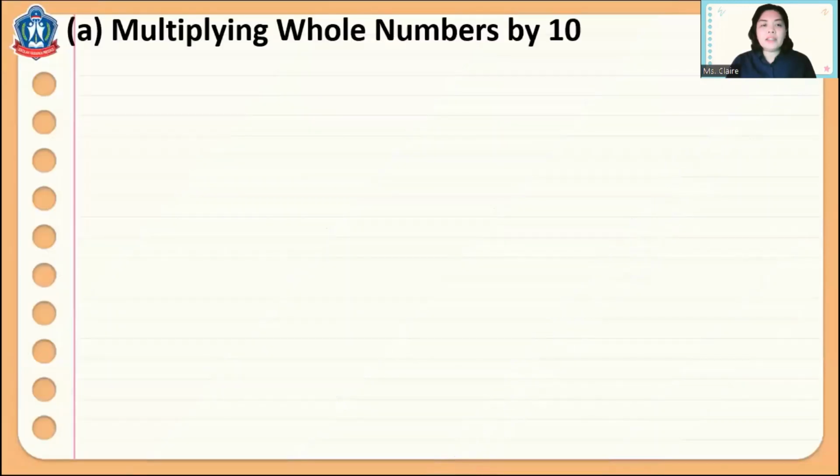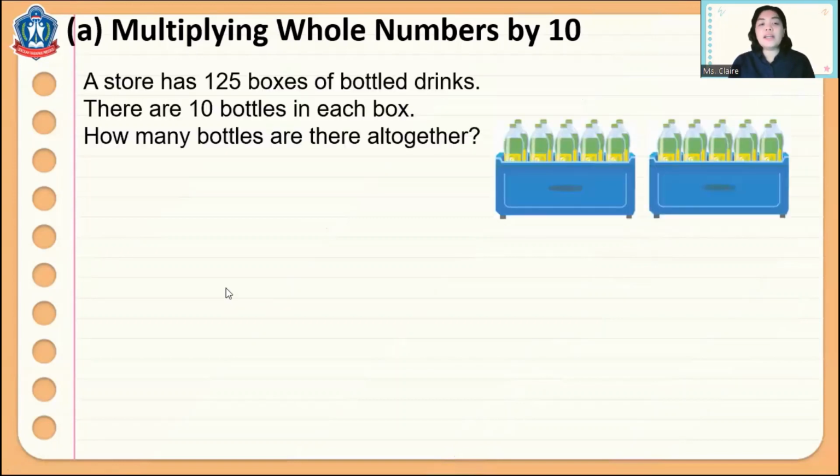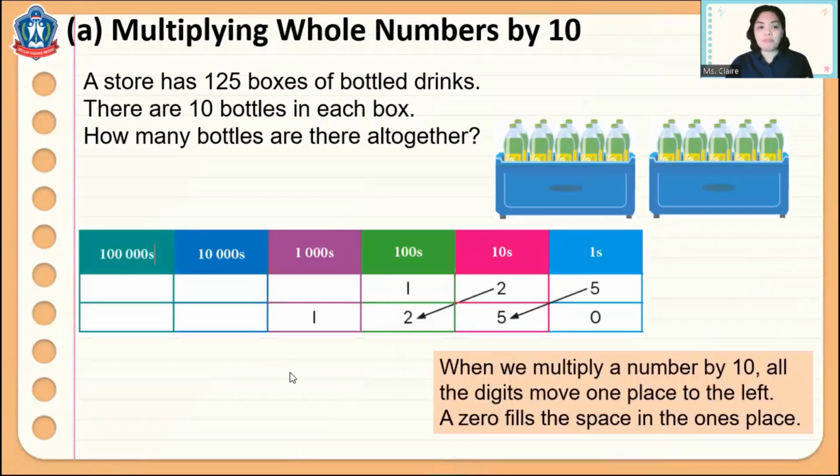I have here another problem. Let's multiply some whole numbers by 10. A store has 125 boxes of bottled drinks. There are 10 bottles in each box. So how many bottles are there altogether? We'll just simply multiply 125 times 10.